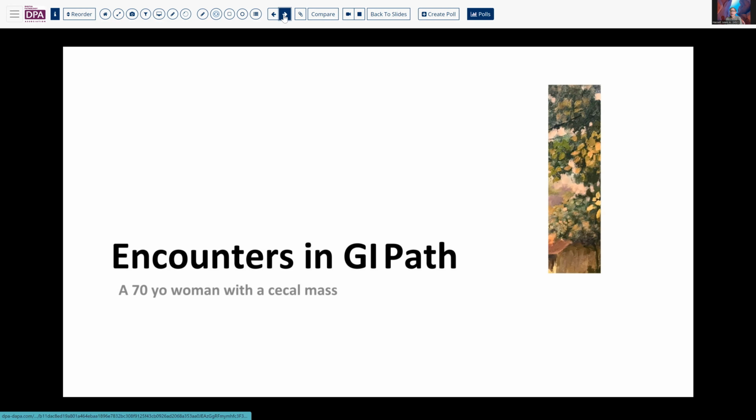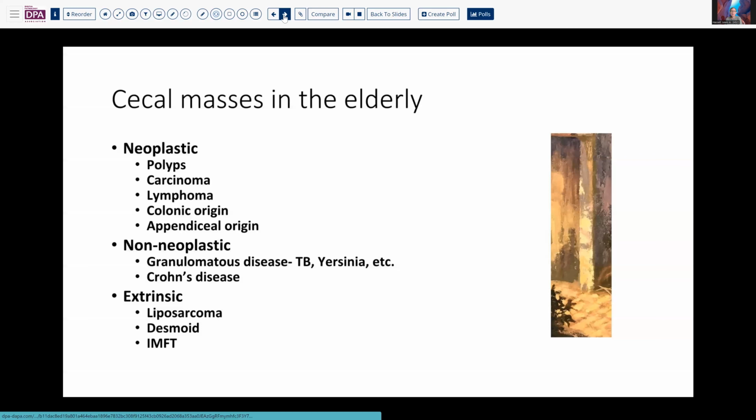So just in general, an older person with a mass in the cecum, most of the time that's going to be a neoplasm. And of course, it can be a large exophytic polyp, or carcinoma. This is a rather frequent location for lymphomas as well, so you should always keep that in the differential as you think about these cases. But most of them are going to be of colonic origin.